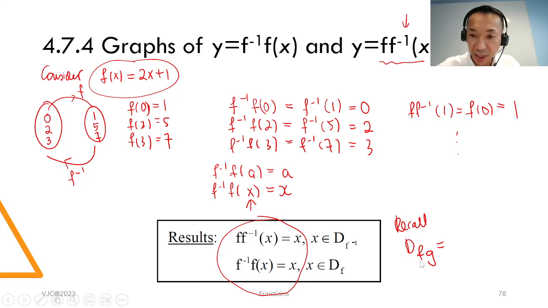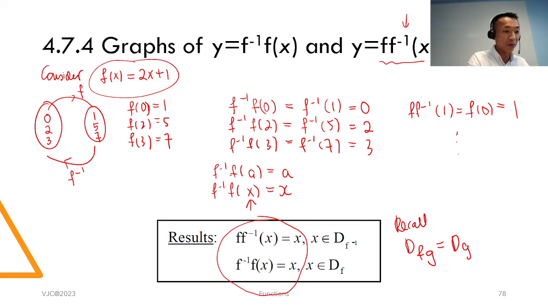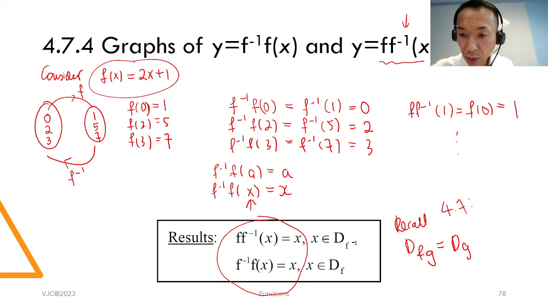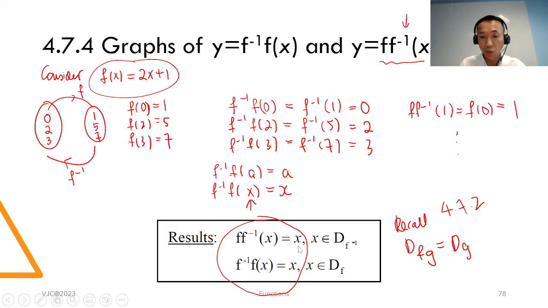So the domain of fg is actually the domain of g. You look at the previous set, where we first introduced composite function. What is the domain of a composite function, which is actually 4.7.2. Right? So it is actually the domain of g. Therefore, the domain of f f inverse is actually the domain of f inverse. Similarly, the domain of f inverse f is actually the domain of f. So take note, no matter what.